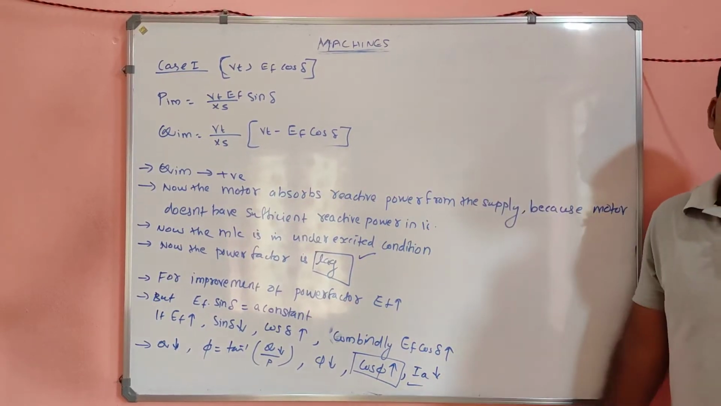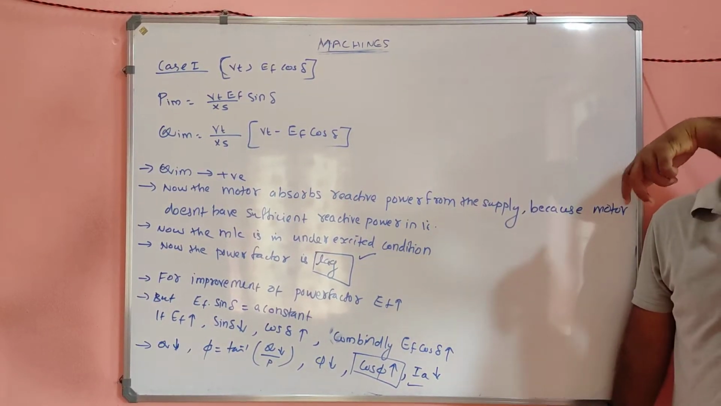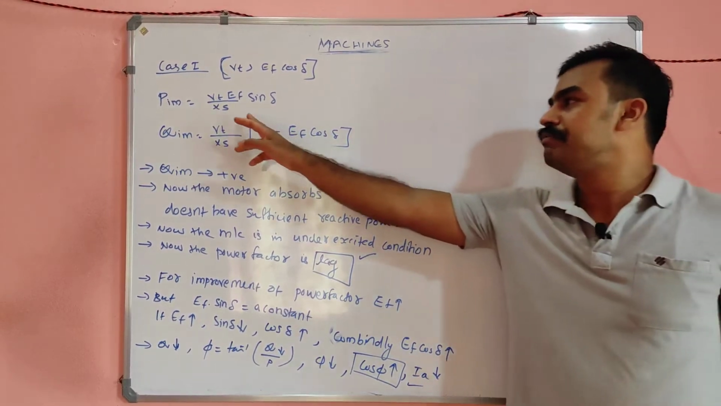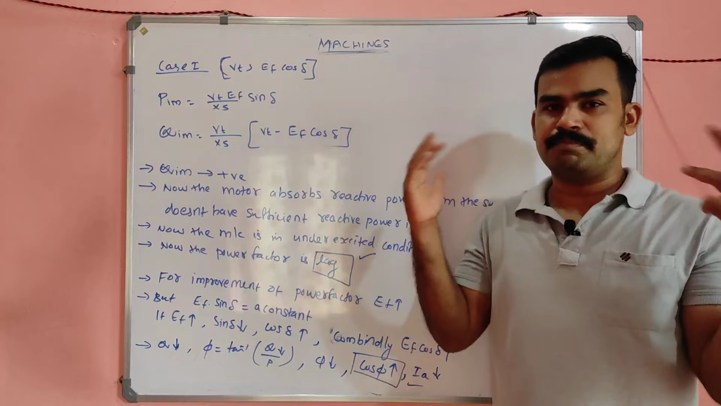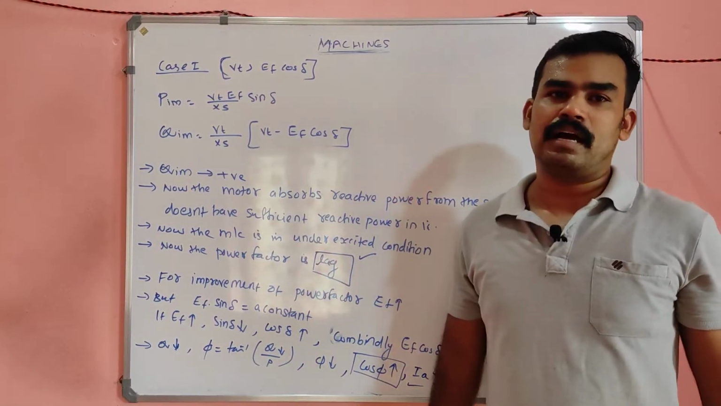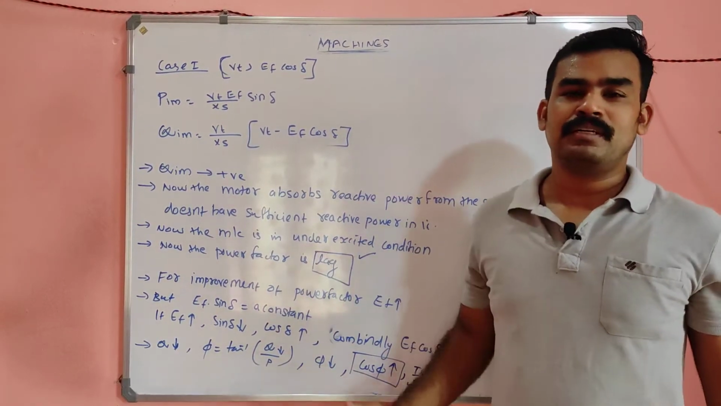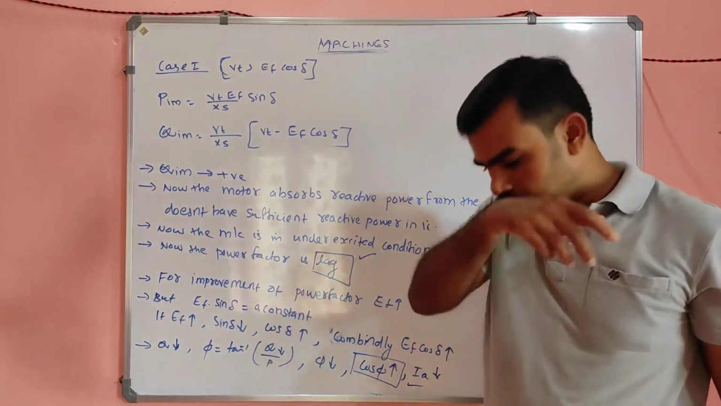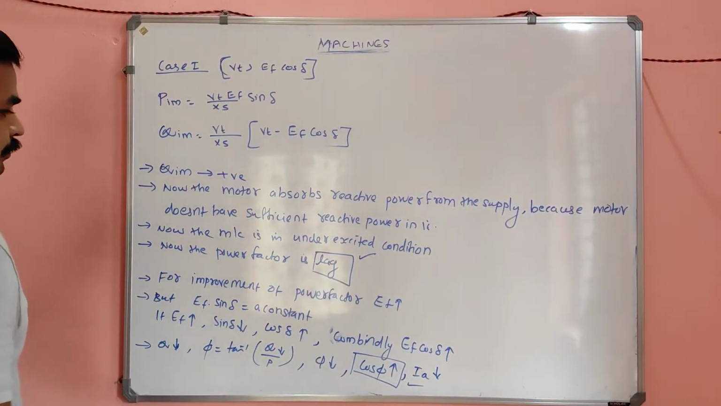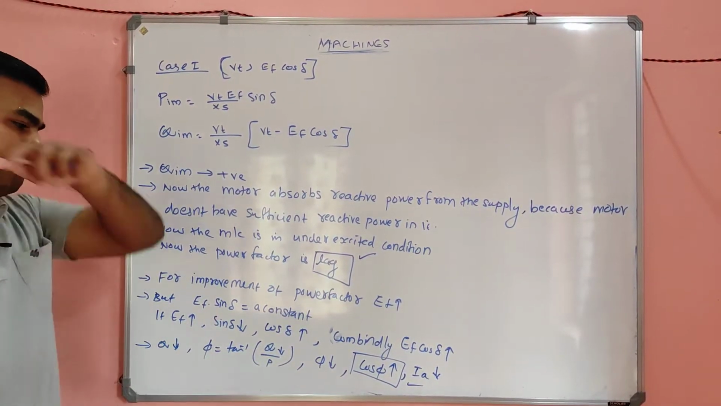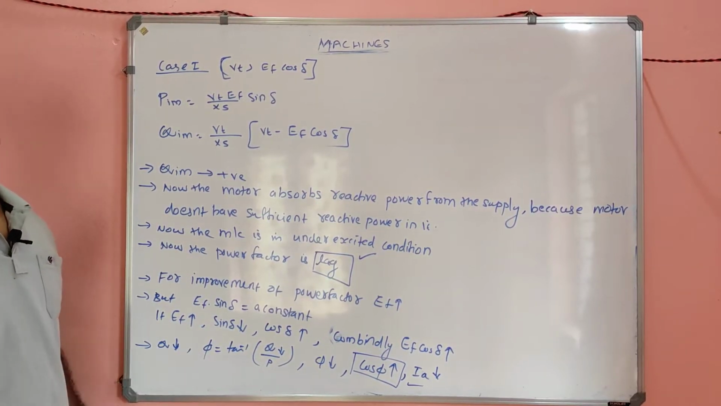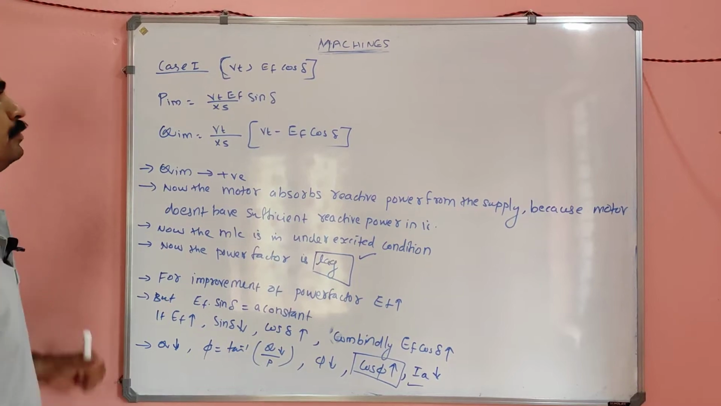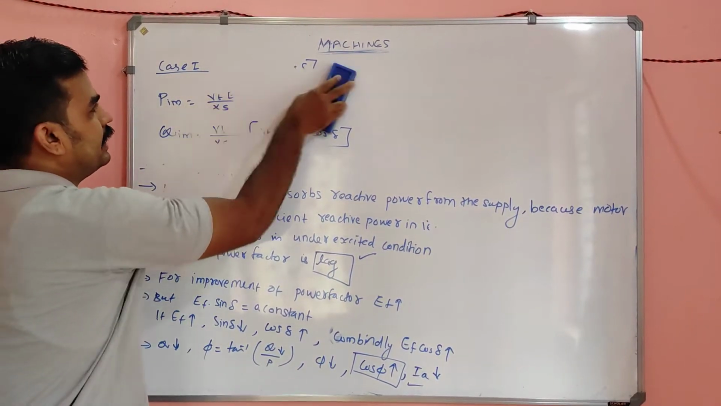P input and Q input, that is PAM and QAM. If you know these two equations, my dear, and if you just know the concept, you can answer any question related to this excitation and power factor control. Is it clear, my dears? Is it clear? So now we improved the power factor. Is it clear? So that is case 1.